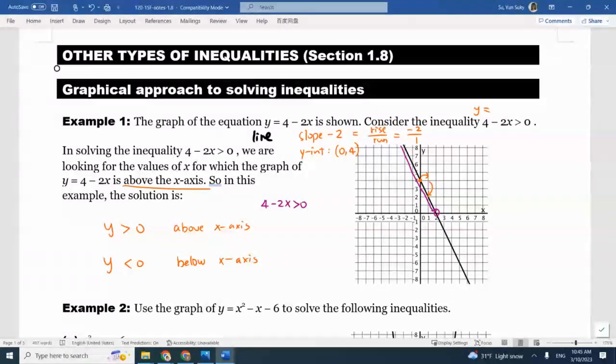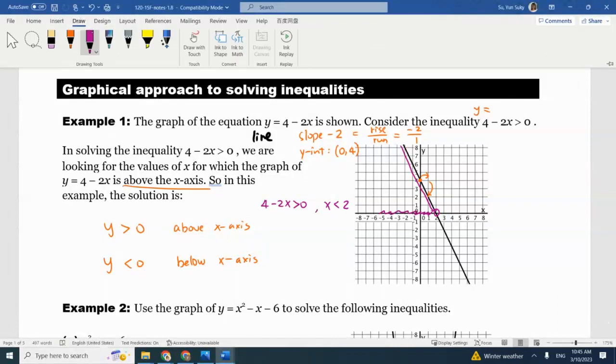Therefore, look at the x values. The x values will be less than 2. Can you see, everybody? On this piece, you project down on the x-axis, your x value will be less than 2, not including the 2. Okay, everyone? So we get x less than 2, which is this piece.